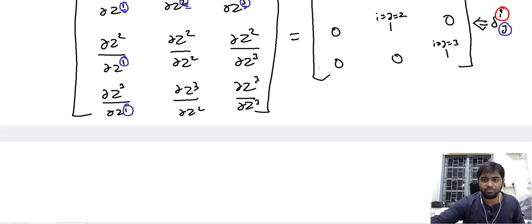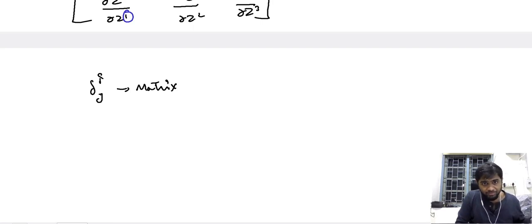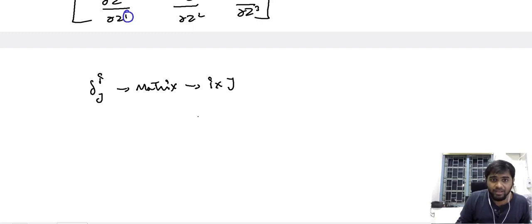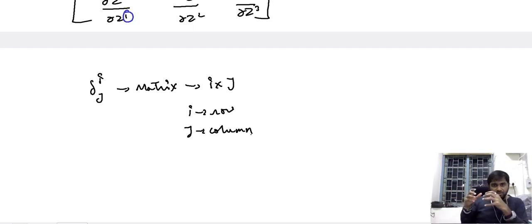What it essentially means is that the uniqueness about the Kronecker delta is that it requires two indices. So this can be expressed in the form of a matrix, and this matrix is of the size i cross j, where i indicates the row and j indicates the column. So essentially we have introduced what a Kronecker delta is, and it captures the values assumed by 9 different terms.